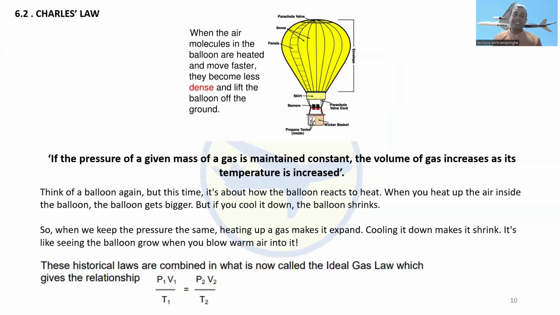Now let's go to Charles's law. The definition is: if the pressure of a given mass of a gas is maintained constant, the volume of the gas increases and its temperature also increases. In Boyle's law, the temperature is constant, and in Charles's law, the pressure and mass of the gas are maintained constant.